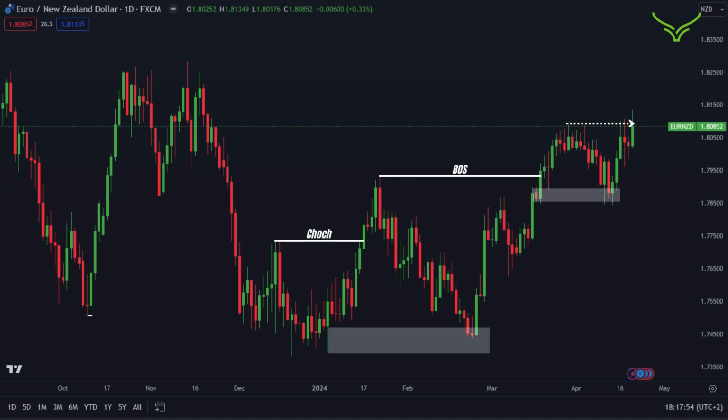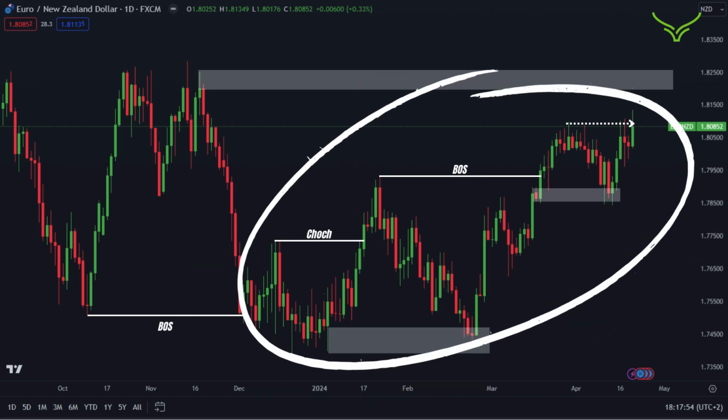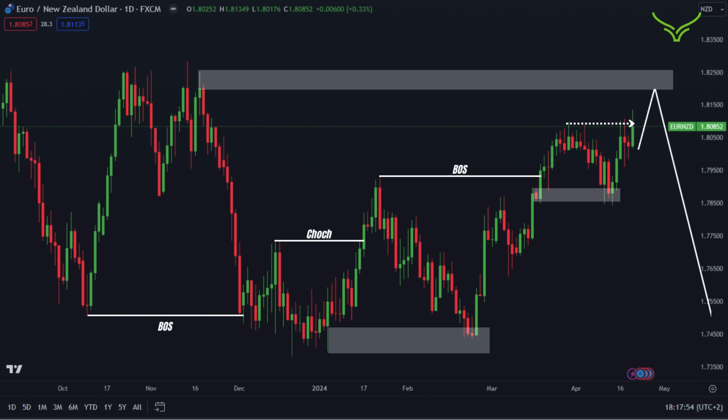Looking to the left, we notice a clear break of structure, indicating that the overall market sentiment is bearish. Additionally, price has printed a supply zone where the market could retest before potentially reversing. From this higher timeframe perspective, it becomes evident that the current bullish sentiment is likely just an internal pullback of the overall bearish sentiment. Therefore, we expect the market to push up to retest the supply zone before dropping.